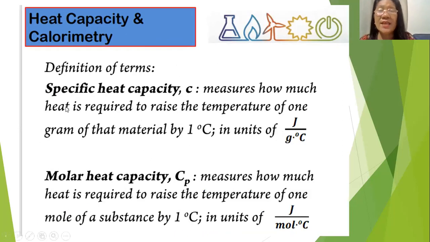Okay. So in heat capacity, let's start with the basics. Heat could be computed by means of a formula. Q is equal to mc delta T. Q is the heat, M is the mass, C is the specific heat, and delta T is the change in temperature. So what is specific heat? Let us define this. Specific heat is different from molar heat. Specific heat is abbreviated by C, and molar heat is abbreviated by CP.